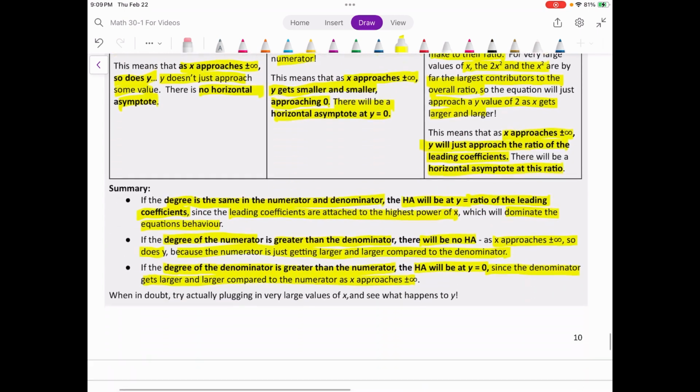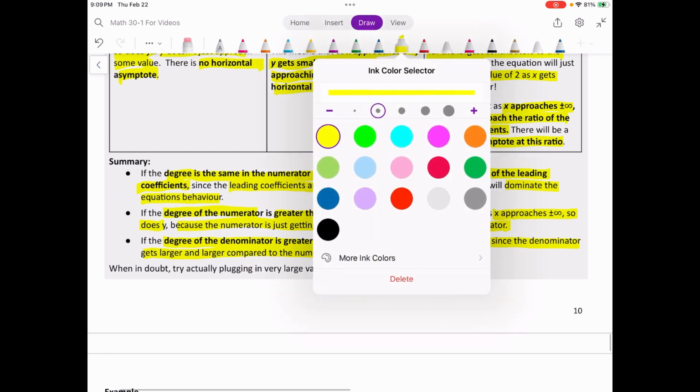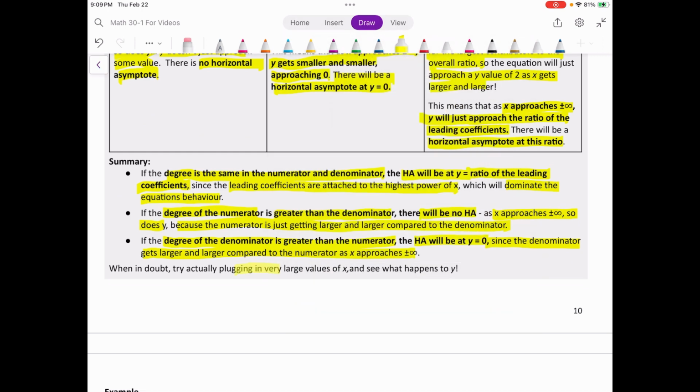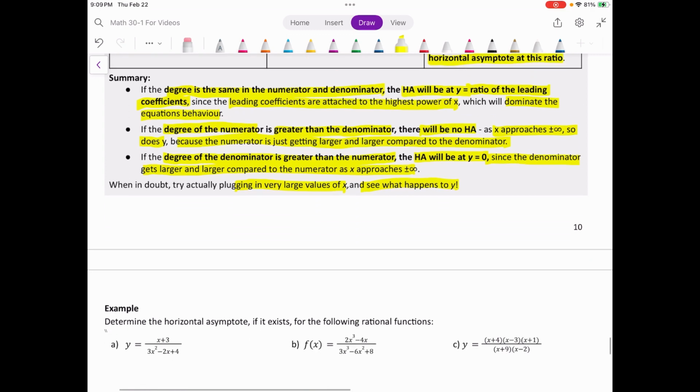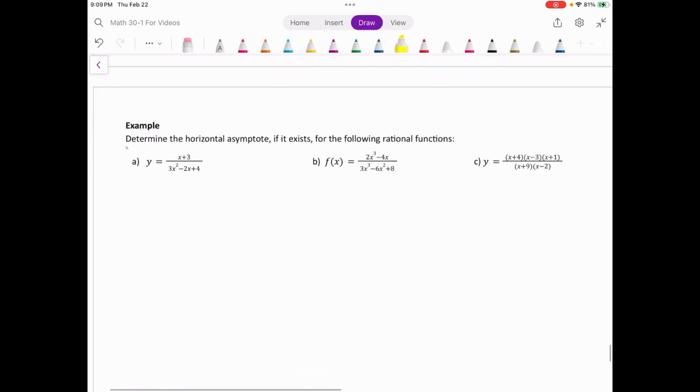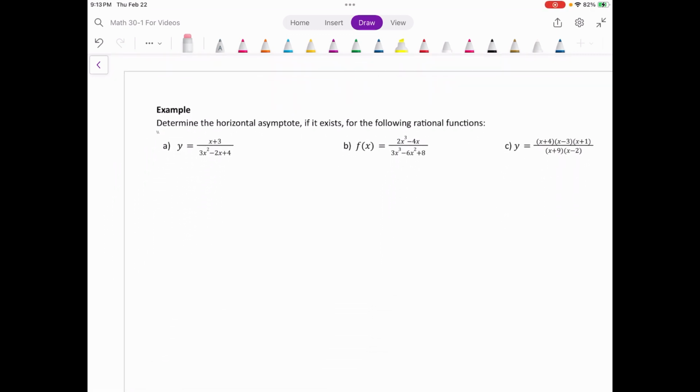So when in doubt, try just actually putting in very big values of x and see what y approaches when you do that. Okay, let's try this out. Let's try these three and see if we can determine the horizontal asymptote, if it exists, for the following rational functions. We've got y equals (x plus 3) over (3x squared minus 2x plus 4).